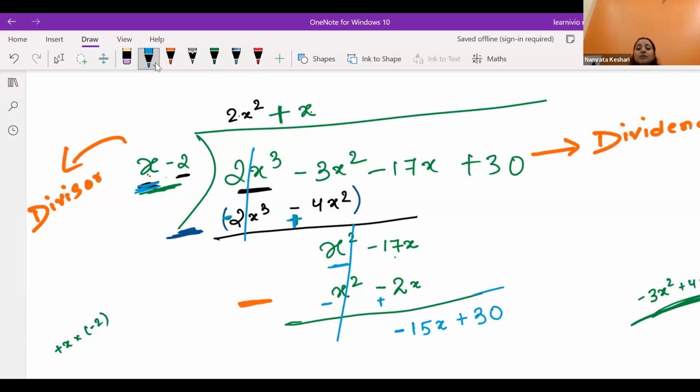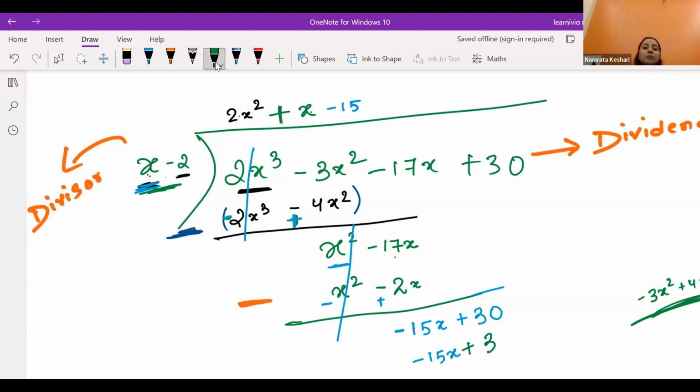Now again we will repeat the same process. We will look at the first term of the divisor, we will look at the first term of the dividend, and we will ask the same question. What shall we multiply with x so that we get minus 15x? Ma'am, minus 15. Minus 15. That we are going to write in the quotient part. Minus 15 we will get as the next term. One more term we will get over here. Minus 15 into minus 2 is what? Positive 30. Okay, we are going to write over here positive 30.